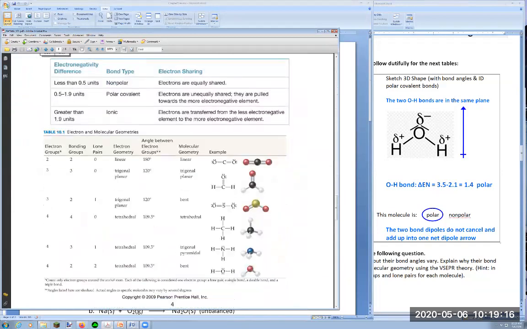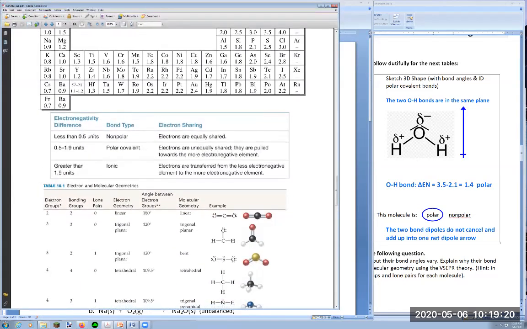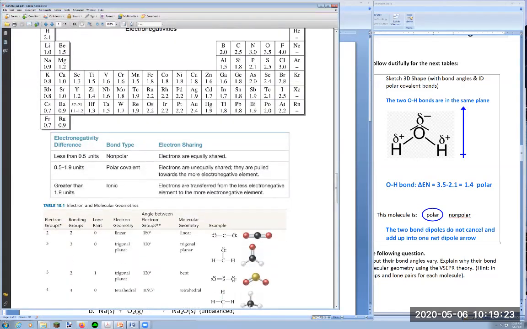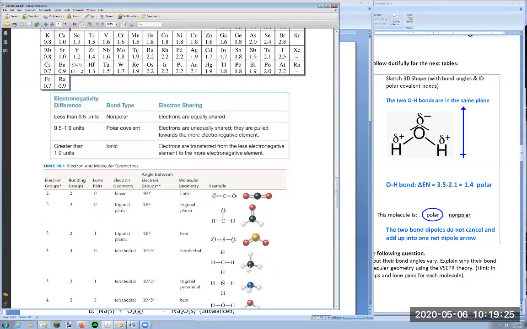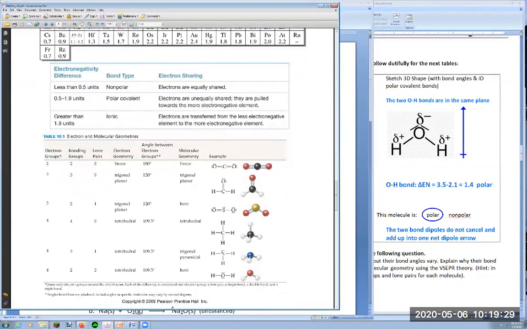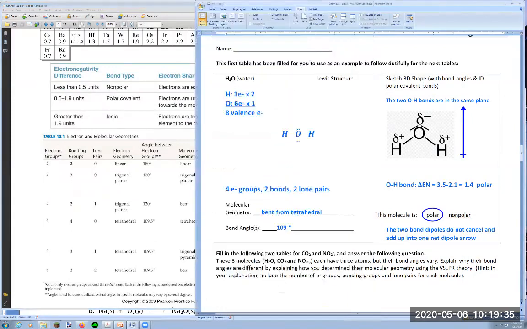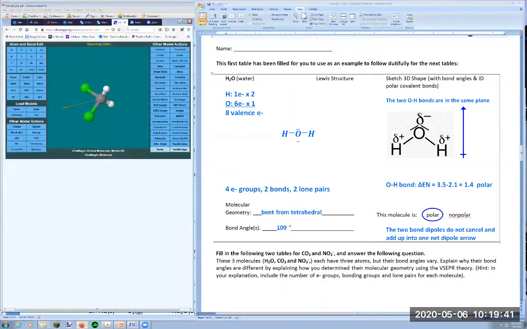Okay, it's that page where you have electronegativities on top, the table with the electronegativity difference, and the molecular shapes. So everybody knows what I'm talking about. So let's go back to this. Out of this table, maybe I should have it actually.